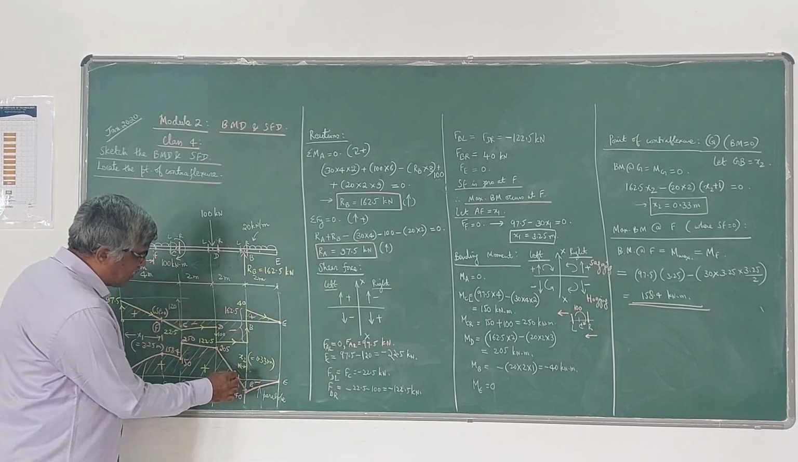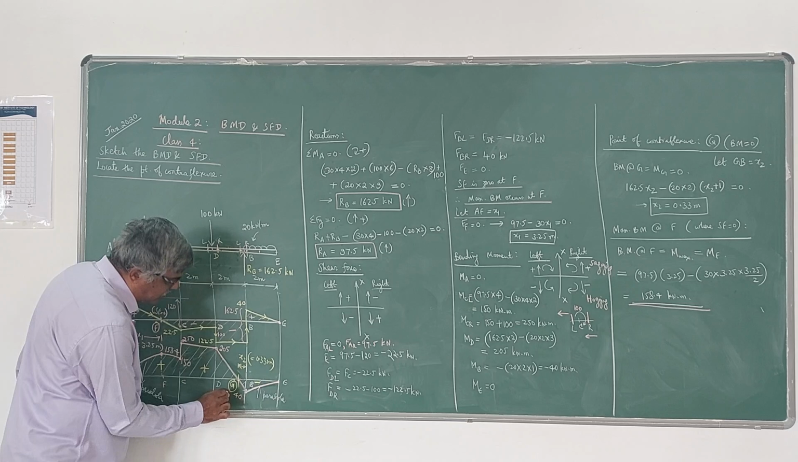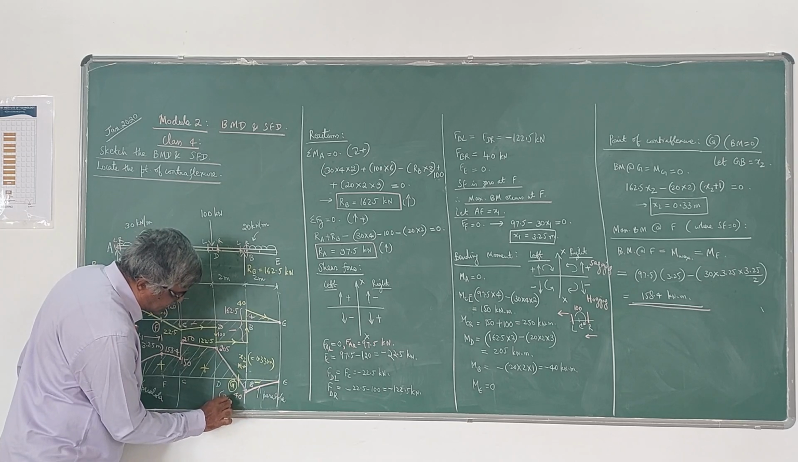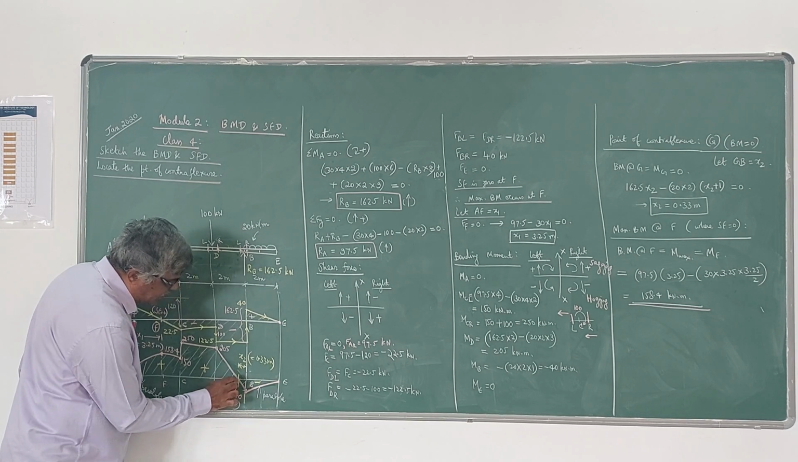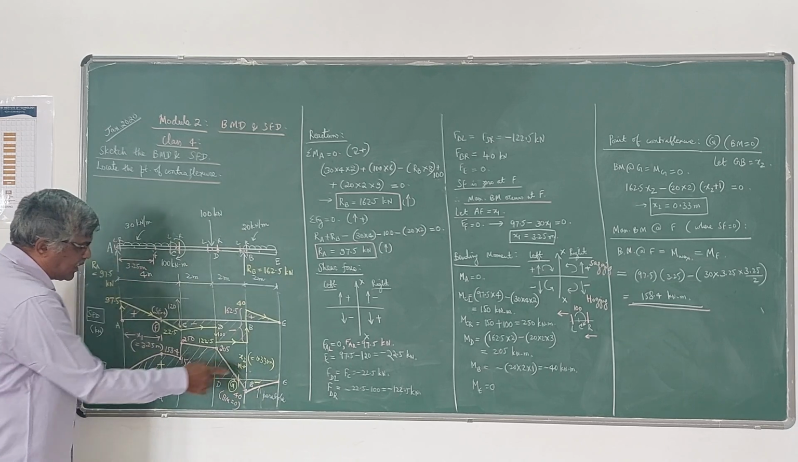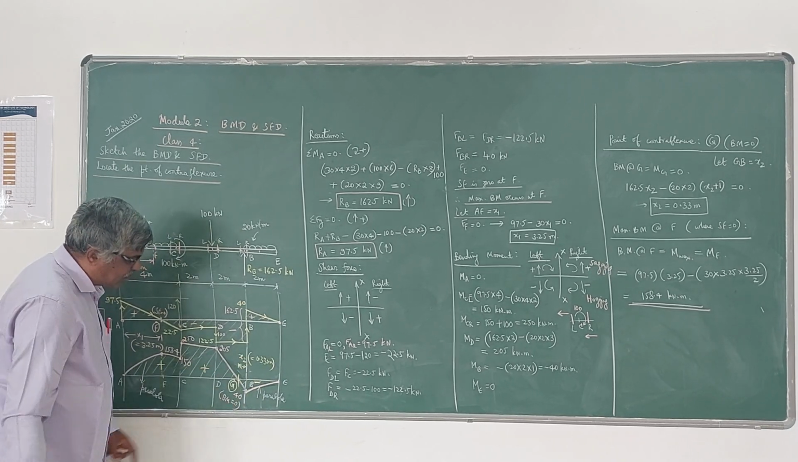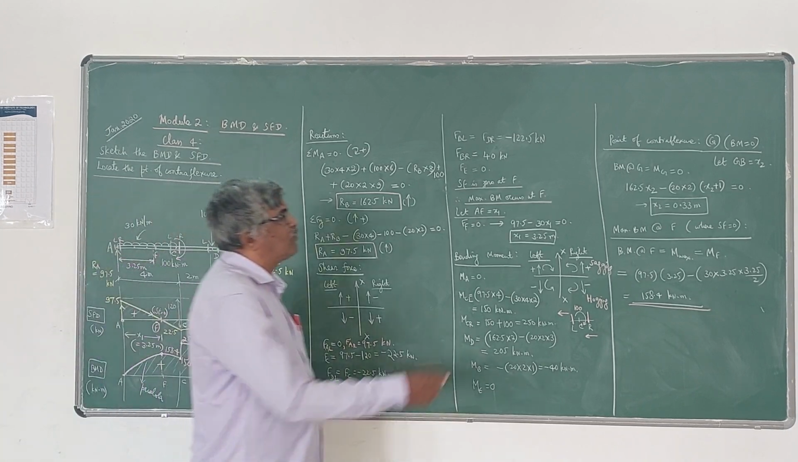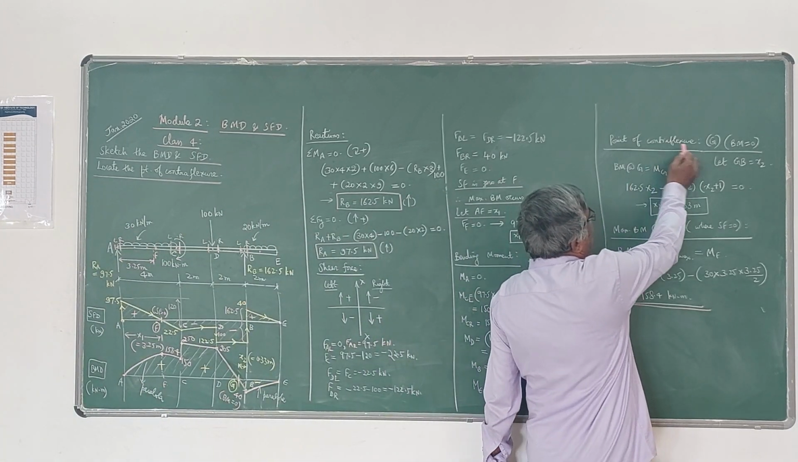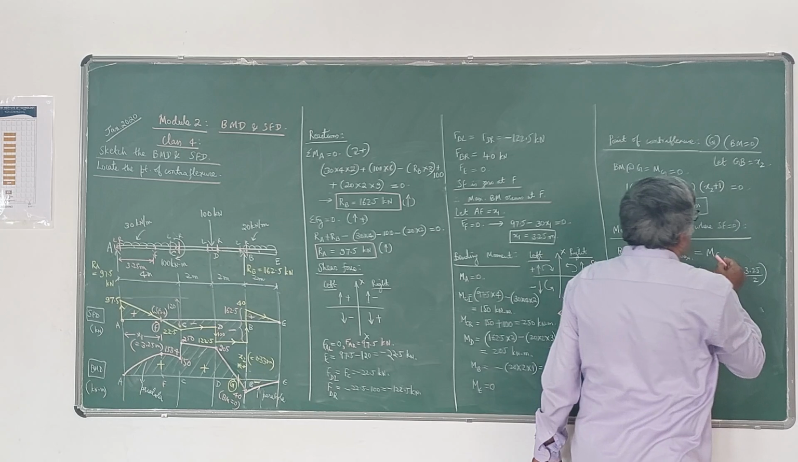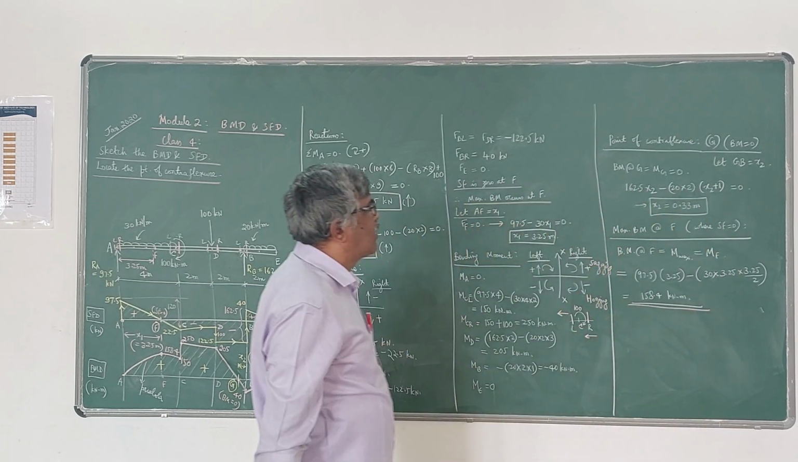Another point is, this bending moment is 0 at this point G, you can see that. At this point G, where it cuts that horizontal line, it is neither positive nor negative, it changes from positive to negative. Therefore, this point is called the point of contraflexion. Point of contraflexion is G, where bending moment is 0. We have to locate that point of contraflexion.